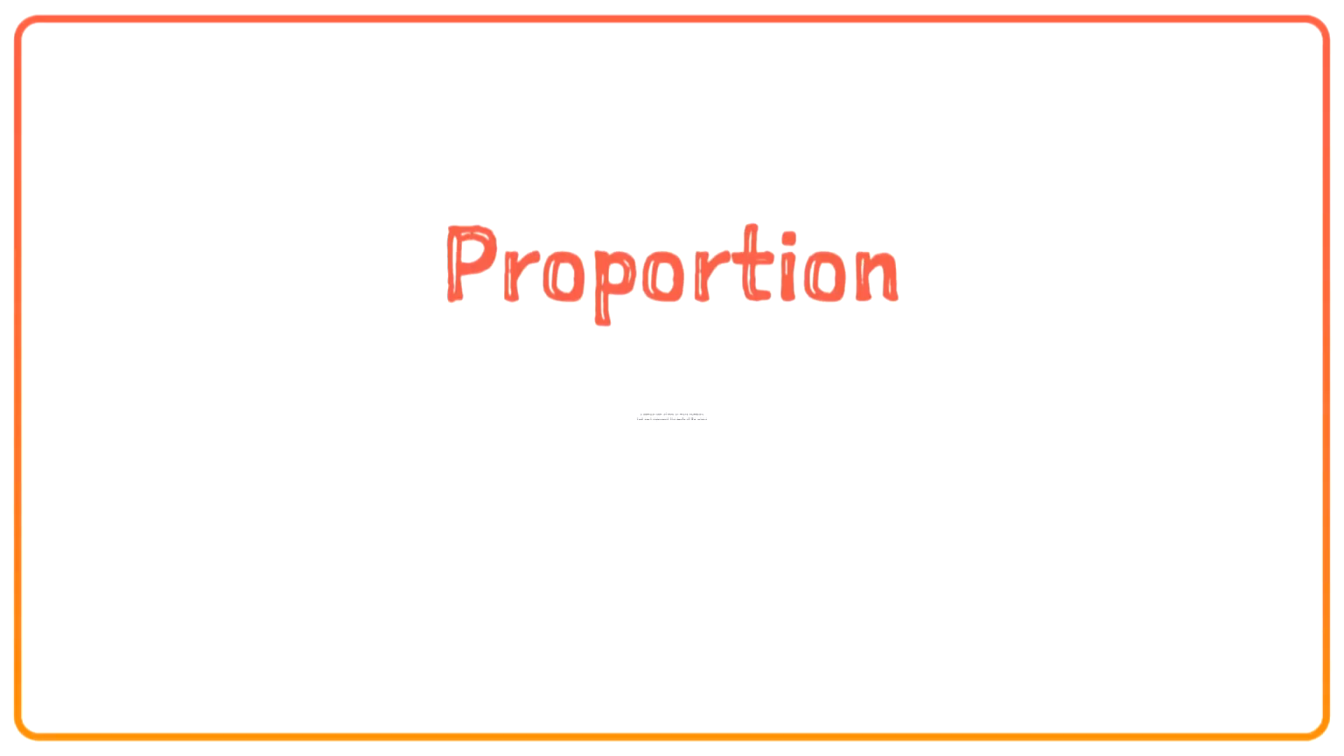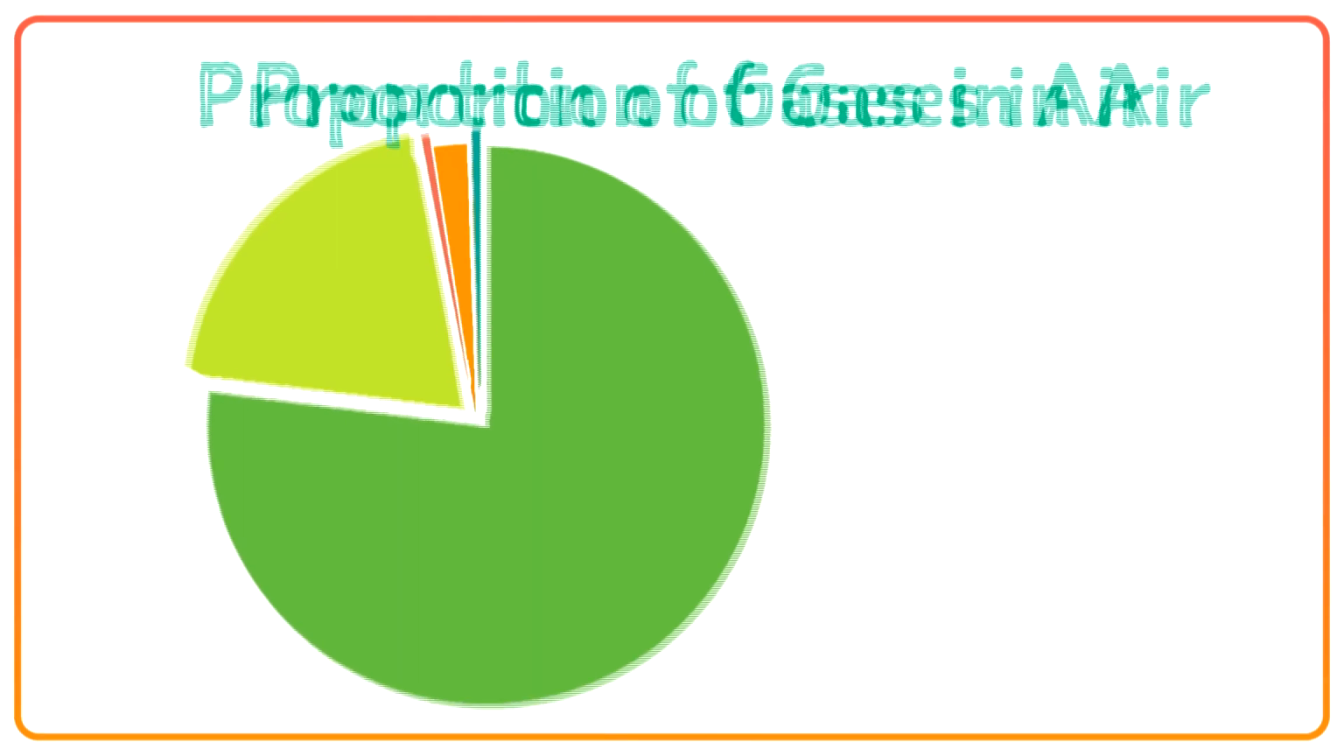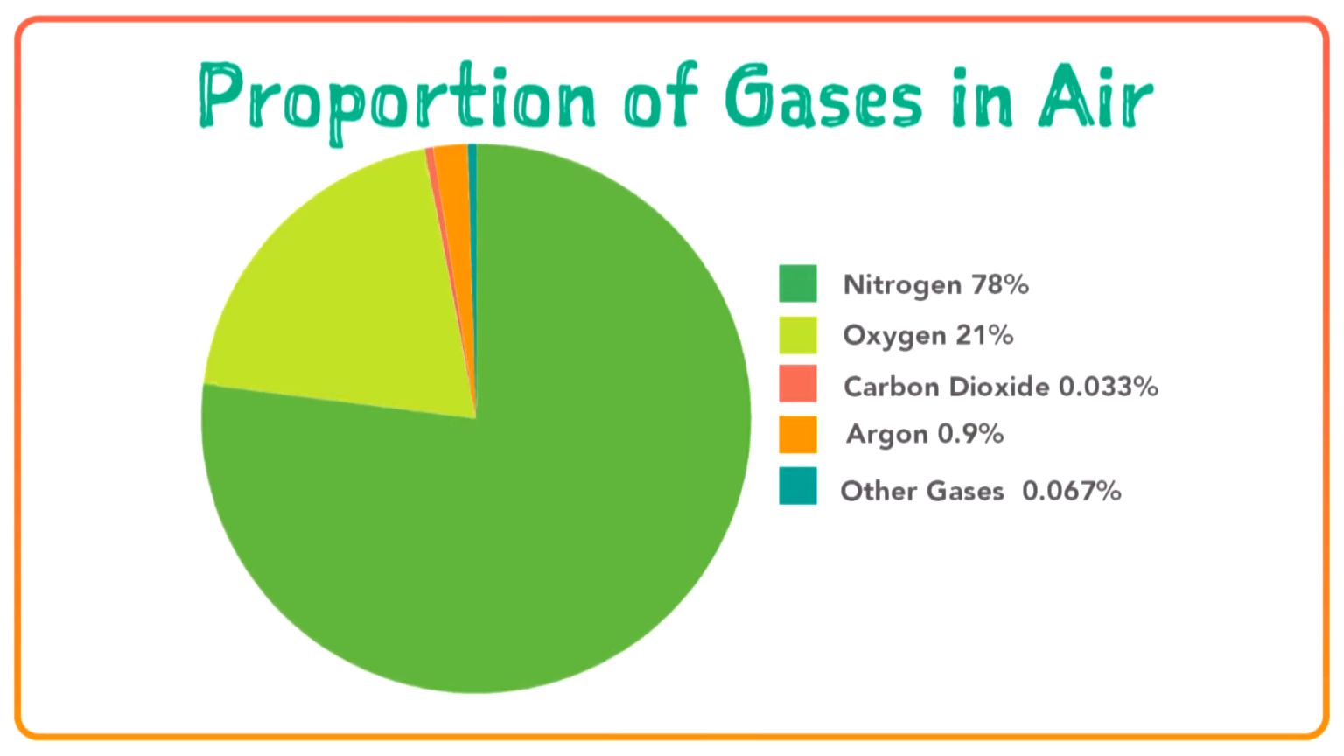Do you think all these gases are present in the same proportion? Proportion is a comparison of two or more numbers that each represent the parts of a whole. The answer is no. As mentioned, nitrogen is the most abundant gas in air. It actually makes up approximately 78% of the air around us.